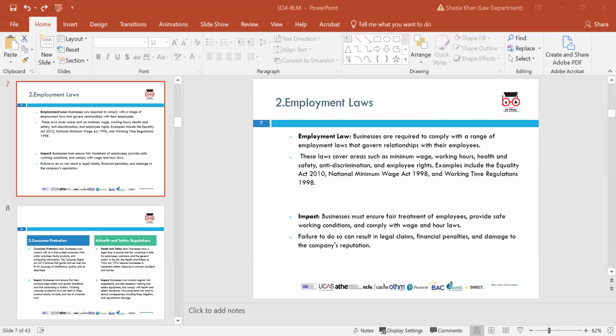So they have to treat their staff fairly. They have to make sure that they provide a safe working condition. And also, things like discrimination, complying with the laws, complying with the company's policies as well. So these are really important in regards to that.